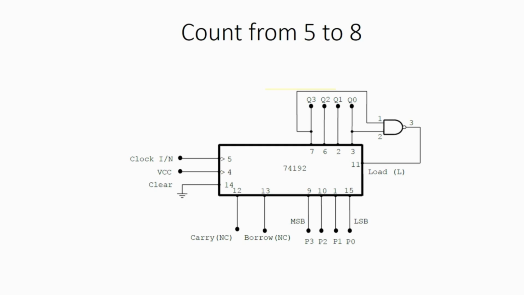One example is to count from 5 to 8. So the initial count is 5. 5 in binary representation is 0101. So 0101 should be loaded to P3, P2, P1, P0 by making the load input active.